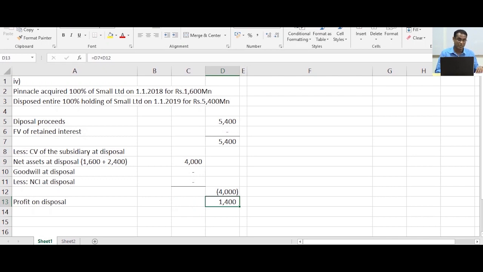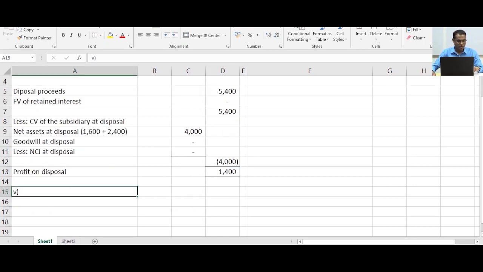When you are preparing the consolidated income statement, what we need to do is take out the individual financial statements profit, that is 3,800, and take the profit at the consolidated financial statement level. So with that, I answer part 4.